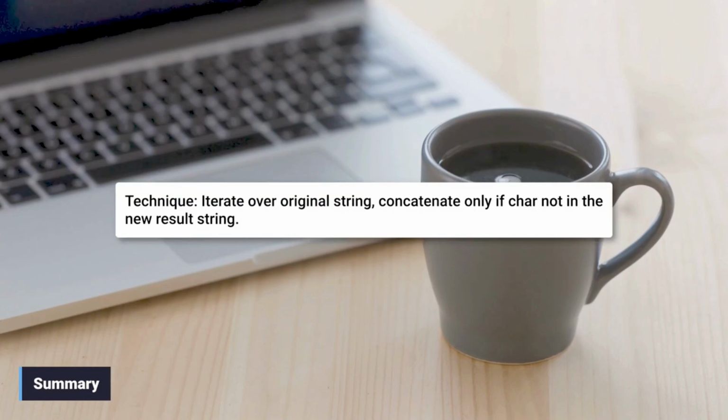To summarize, the manual looping method is crucial for preserving the order of first appearance. It is a fundamental pattern for building a filtered collection by checking against the collection itself.